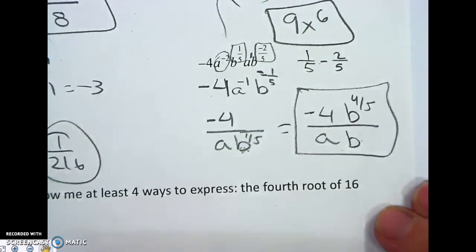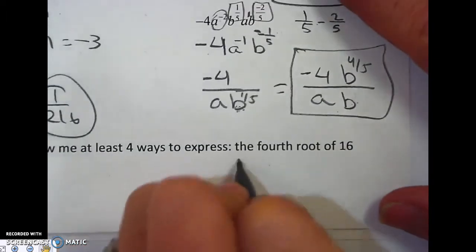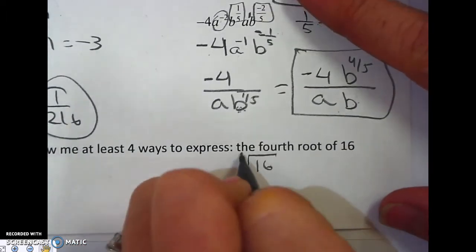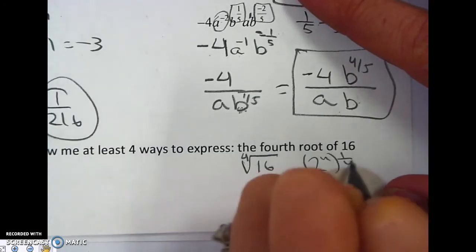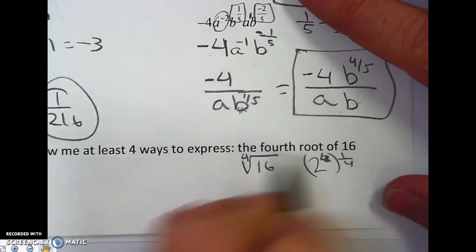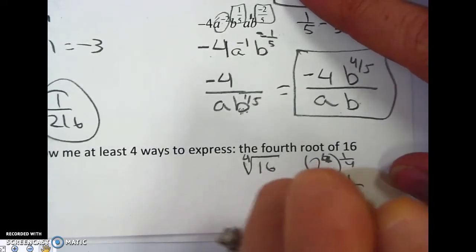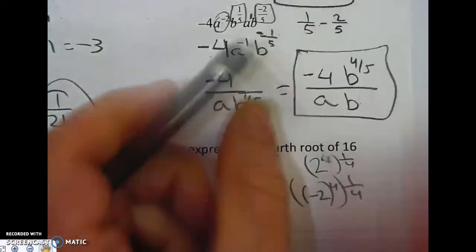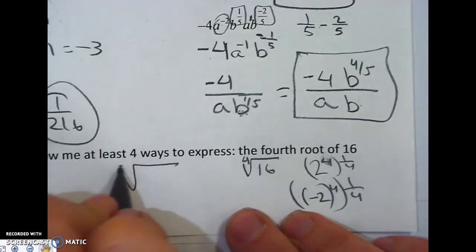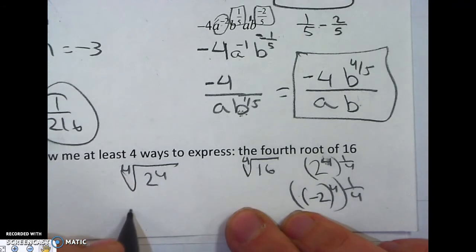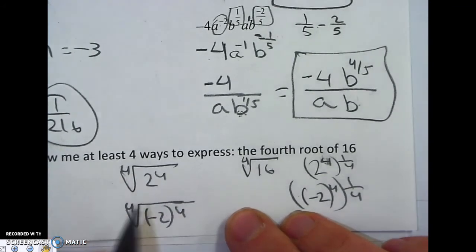Okay. Show me at least 4 ways to write this. Well, I'll write it exactly what it says, the 4th root of 16. 2 to the 4th to the 1/4. That's another way. Oops, to the 4th. It's also negative 2 to the 4th to the 1/4. That's another way. I could write it as the fourth root of 2 to the fourth. I could write it as the fourth root of negative 2 to the fourth.